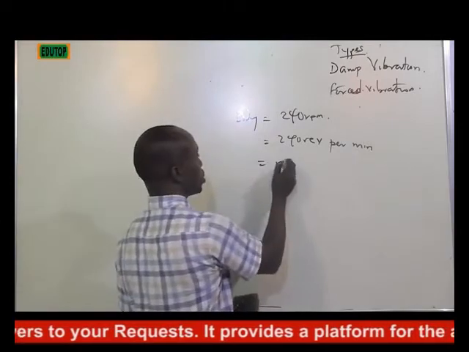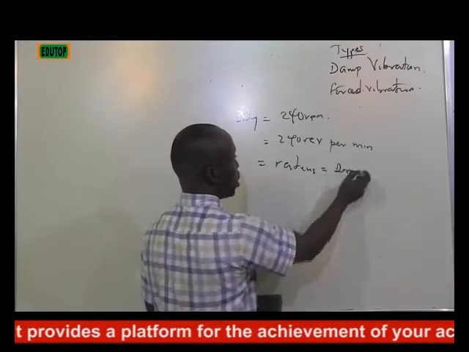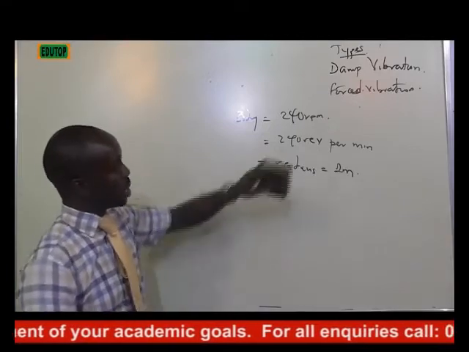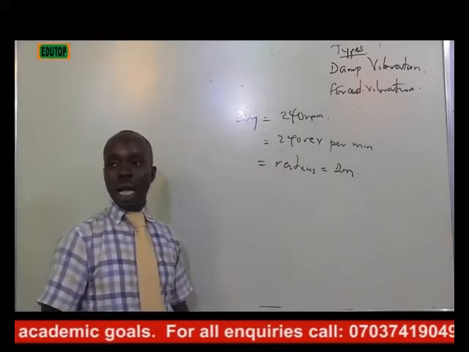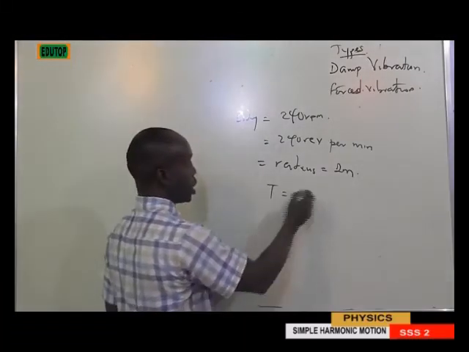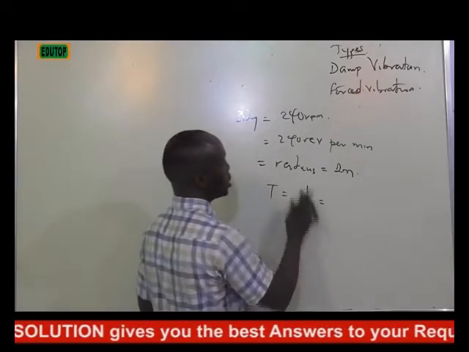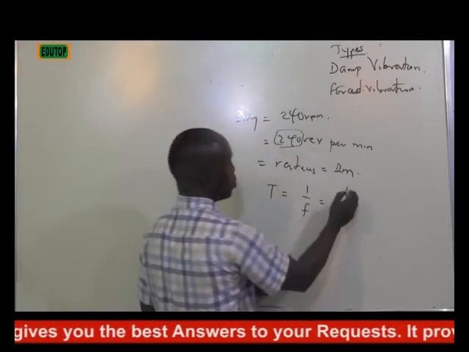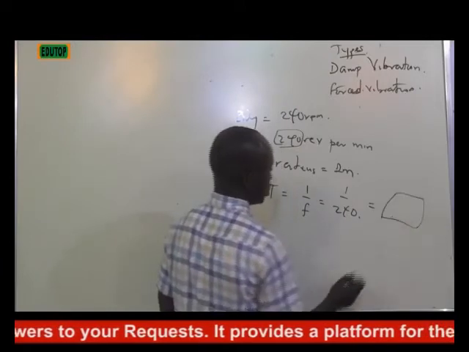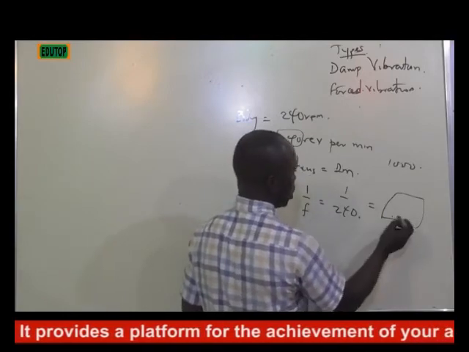Now, the radius of the circle is 2 meters. If the value is 240 and the radius is 2 meters, how do you obtain your period? Remember, period is 1 over frequency. The frequency is 240, so it's going to be 1 over 240. From there, you obtain a value. By the time you insert them, you'll be able to have a value for the period.